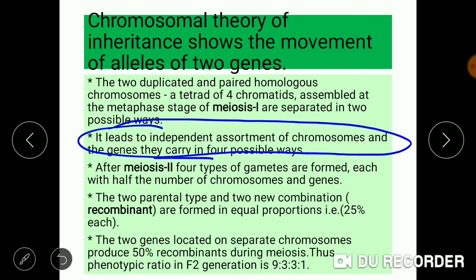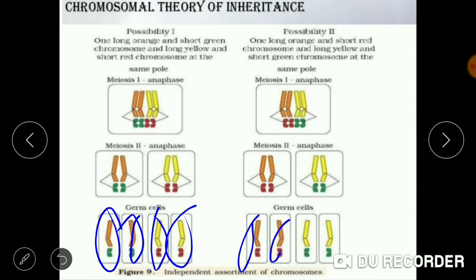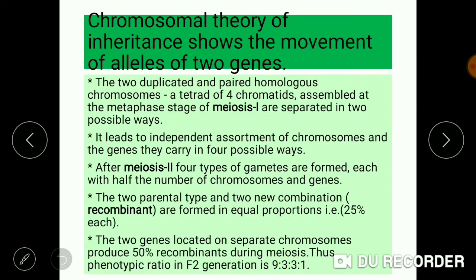Now see, after meiosis 2, the 4 types of gametes are formed, each with half the number of chromosomes and the genes. We have got the 4 chromatids at each of the poles now in 2 cells. Now, the two parental types and two new combinations are being formed in equal proportions, that is 25% each.